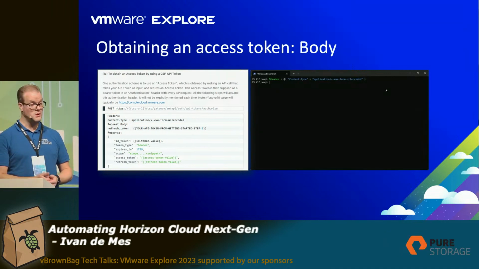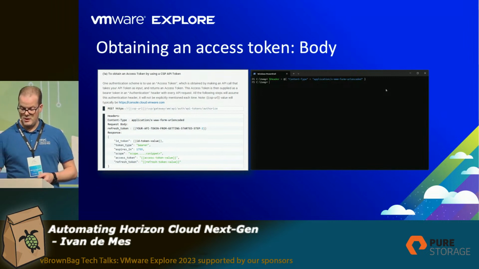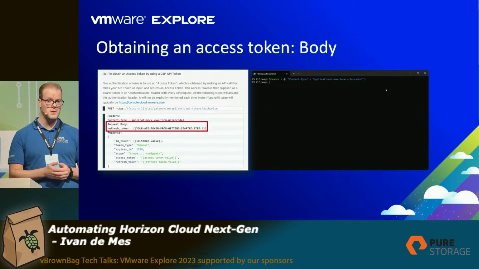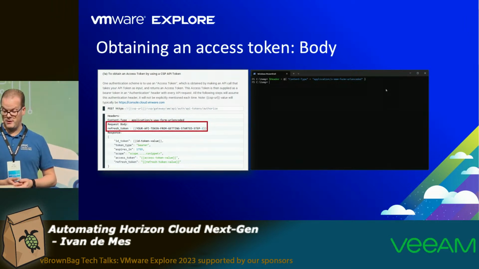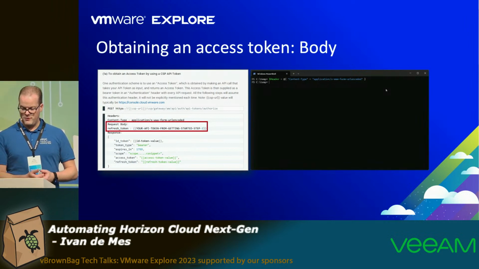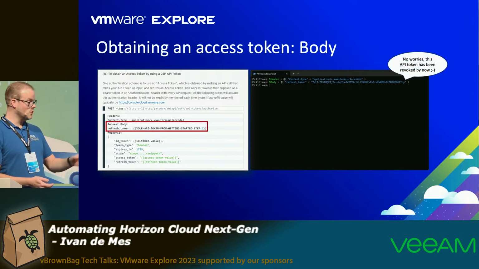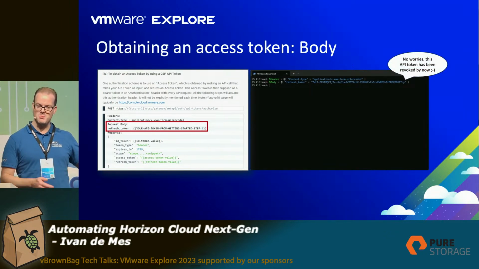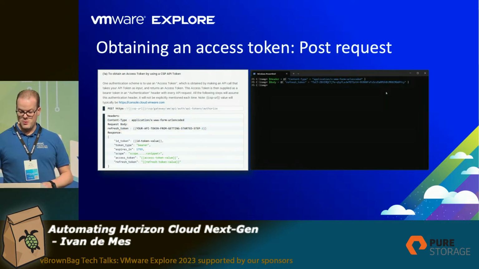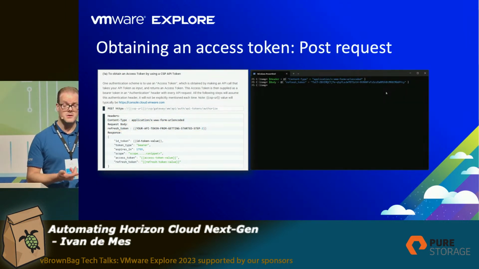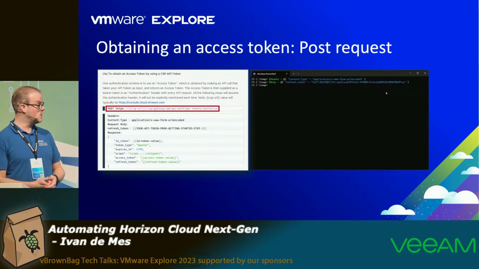Then what we do is we need to construct a body, and as you can see in the documentation, it needs a refresh token. The refresh token is actually the API token that we just generated. So with that, we construct our body. And don't worry, this API token is in plain text, but it has already been revoked, so it's not reusable. And once we have both the header and the body, we can now send the request to our request URL.